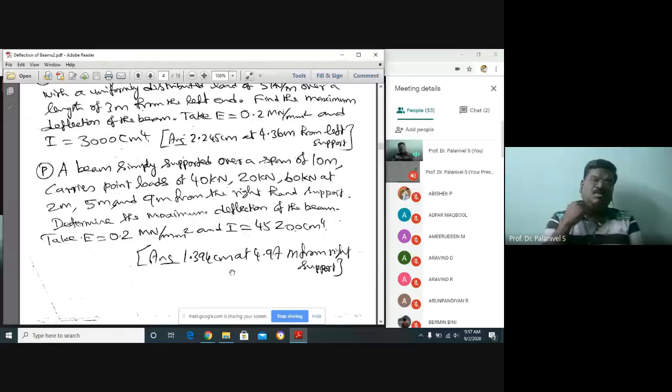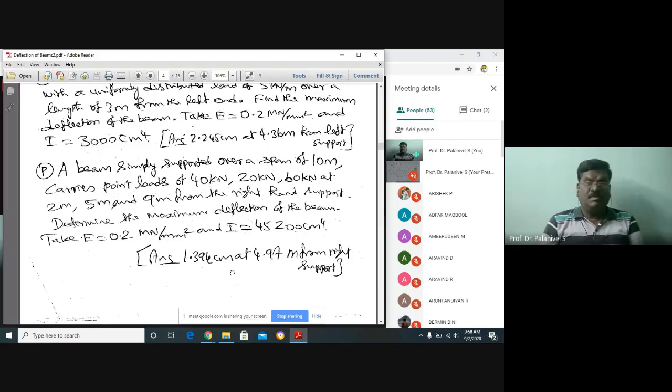Now what to do? You integrate once, twice. Write down, apply boundary conditions. Evaluate the integral constants. Write down the final equation, okay, for deflection as well as for slope.